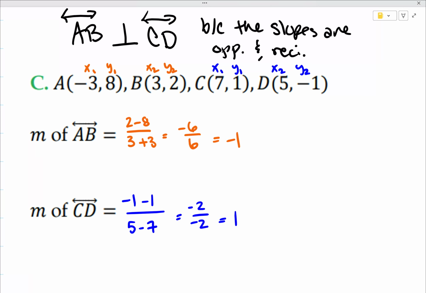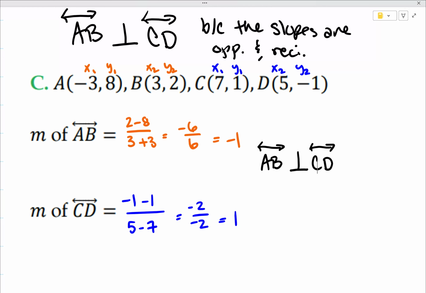So this is kind of like one of our examples from a previous question. These are going to be perpendicular. Perpendicular because the signs are opposite and they are reciprocal. One is the reciprocal of itself. So AB is perpendicular to line CD. And that's because our slopes are opposite reciprocals again.